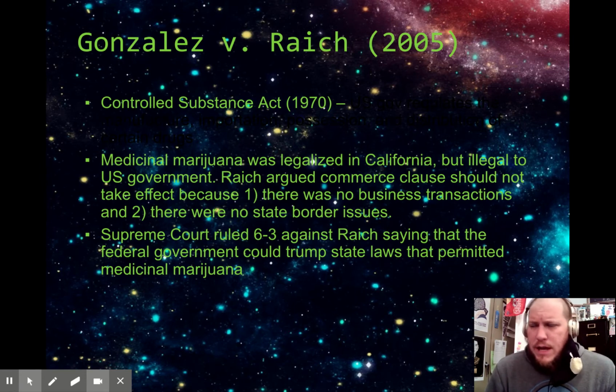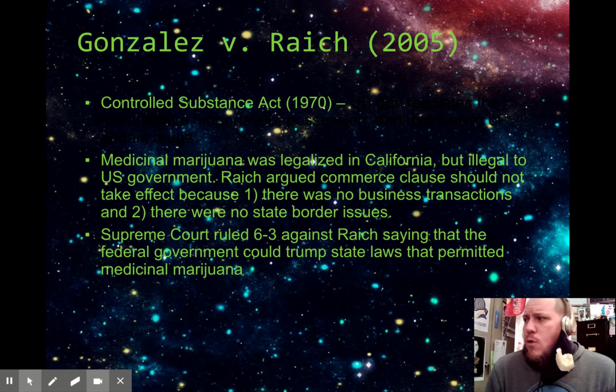Raich is a woman who is sick with cancer. I don't know if she dies or not from cancer, but she starts growing some of her own marijuana. This case makes it to the Supreme Court, and Raich's argument was that the Commerce Clause should not apply in her case because any of the marijuana she is growing is for personal and medicinal purposes. There's no commerce because she's not selling the weed to anybody, and there's definitely no state border issues because she's not taking her marijuana anywhere else.